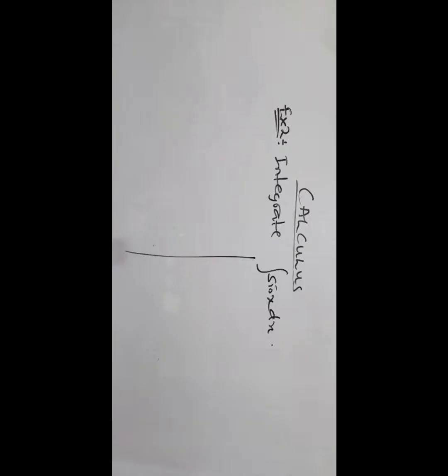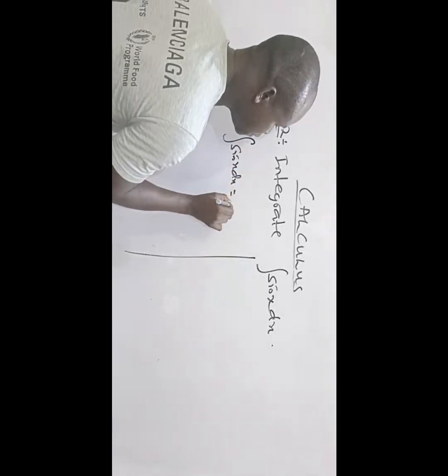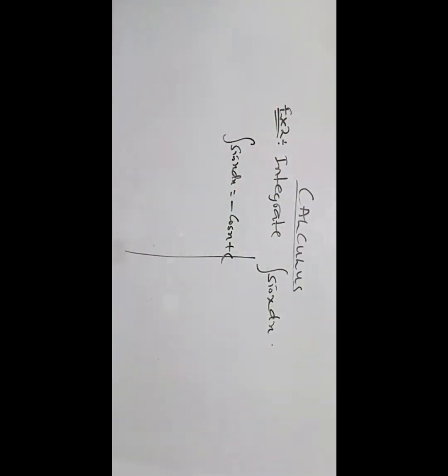But in the case of integration, if you integrate cos, it's sine. But if you integrate sine, it's minus cos. So the integral of sine x dx is going to give me minus cos x plus arbitrary constant. That's what you're going to get. It's as simple as that.